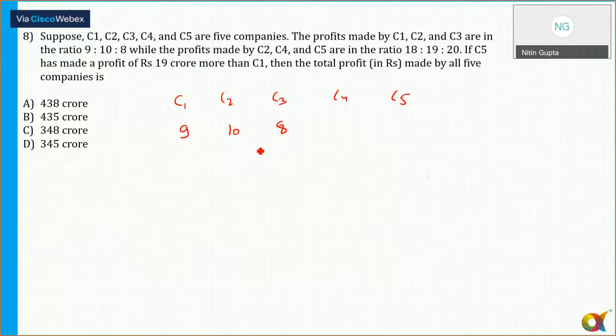And the profits made by C2, C4, and C5: for C2 it is 18, for C4 it is 19, and for C5 it is 20. Now, the common link between these two is nothing but C2.